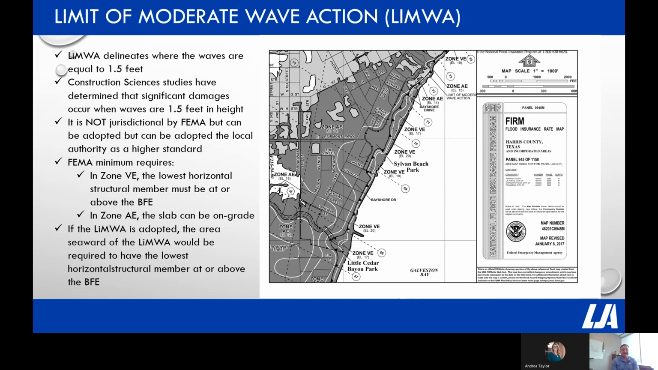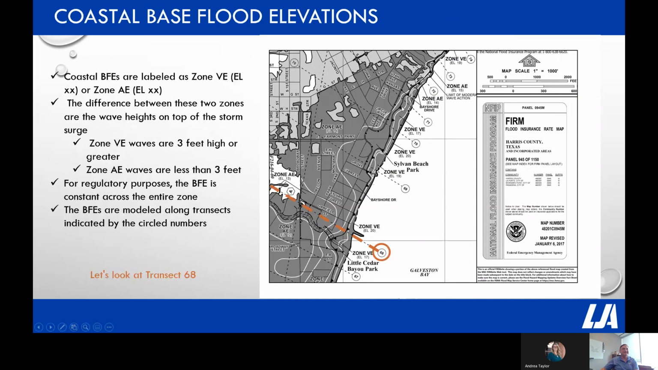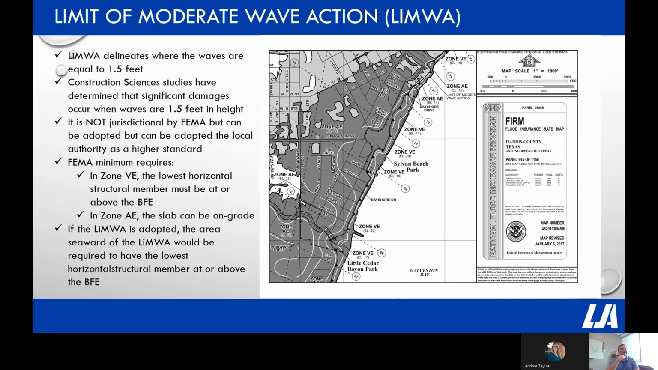And the way they've done that is add this line, and it's a line that shows a little sawtooth kind of running around on this flood insurance rate map. So areas that are seaward of that have waves that are greater than 1.5 feet. Areas that are landward of that have waves that are less than 1.5 feet. So if a local community adopts this higher standard, then if you're seaward of that line, you would end up having to raise your lowest horizontal structural member at or above that LiMWA line at the base flood elevation that's published there in a coastal AE. A lot to take in, I know.